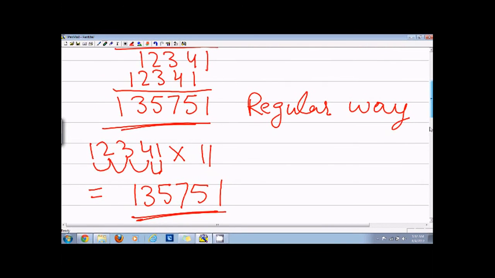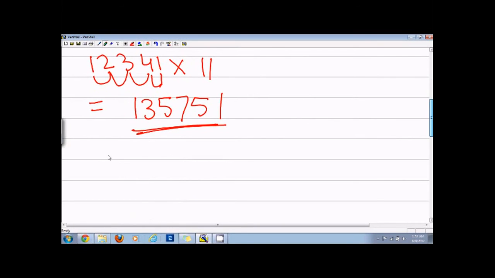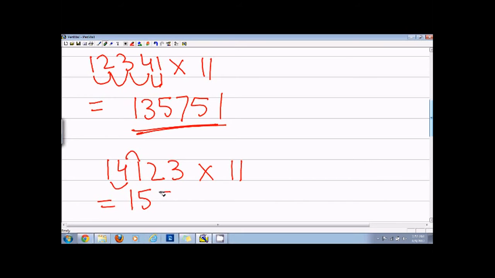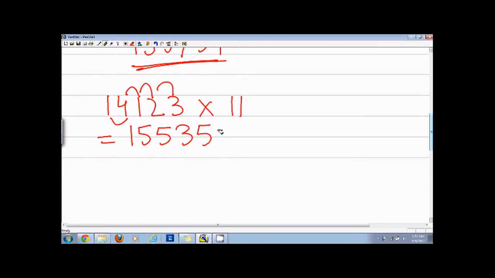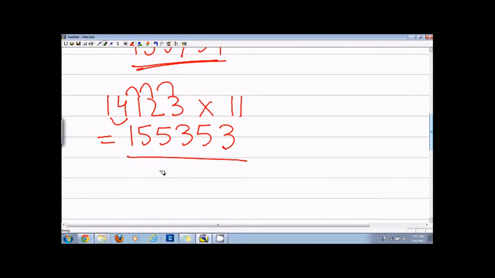In this way we can skip all this writing and go with the problem in a quick way. Another example will be 1, 4, 1, 2 and 3. If you multiply it by 11, the answer will be 1, then 4 and 1 is 5, 1 and 2 is 3, 2 and 3 is 5, and then we have 3 in the end. So the answer is 155353.